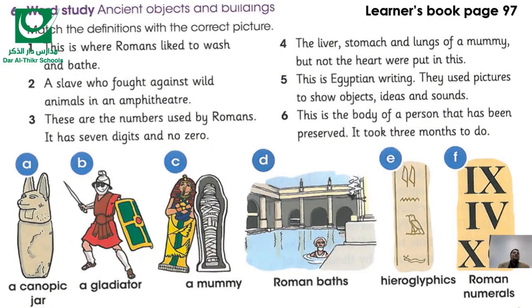Okay, now we reach exercise 6, where we study ancient objects and buildings. This is in your learner's book, page 97.